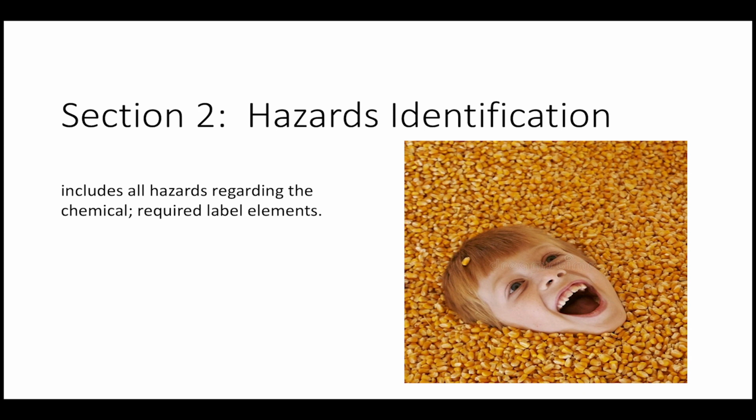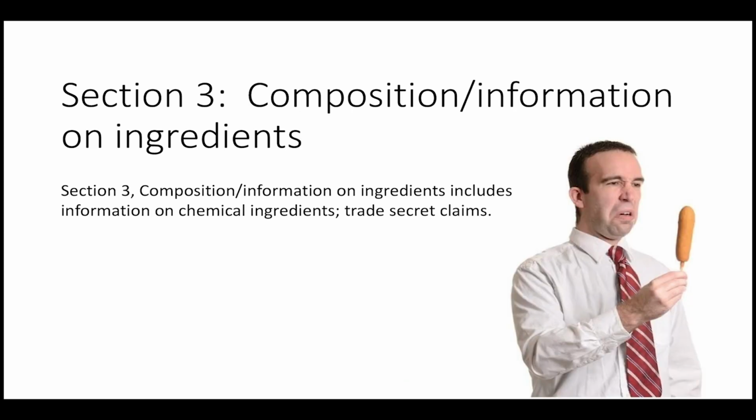Okay, section 2, hazards identification. So this includes all hazards regarding the chemical and required label elements. Section 3, composition/information on ingredients. So this is information on chemical ingredients, including trade secret claims. It just lets you know what is in your solution, chemically speaking.